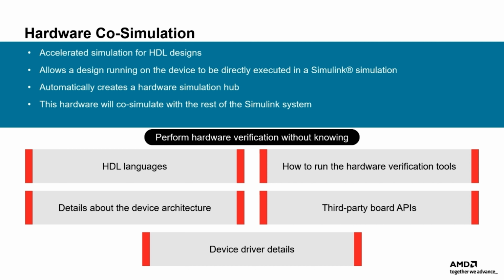The tool will automatically create a hardware simulation hub for a design captured in the Vitis Model Composer HDL block set that will run on supported hardware platforms. This hardware will co-simulate with the rest of the Simulink system to provide up to a 1000x simulation performance increase. The main advantage of this feature is ease of use. You can perform hardware verification without knowing HDL languages, how to run the hardware verification tools, details about the device architecture, board APIs, and device driver details.